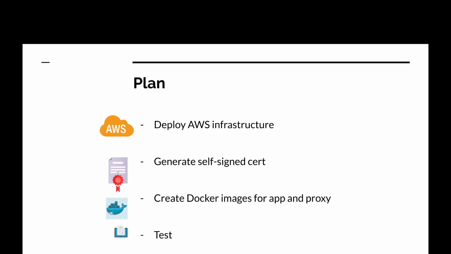Here's the plan for this tutorial. First, we'll deploy the AWS infrastructure, including our load balancer, ECS, and all the supporting resources. Next, we'll generate a self-signed certificate using OpenSSL and upload it to our AWS setup. After that, we'll create Docker image definitions for both the app and the proxy containers.